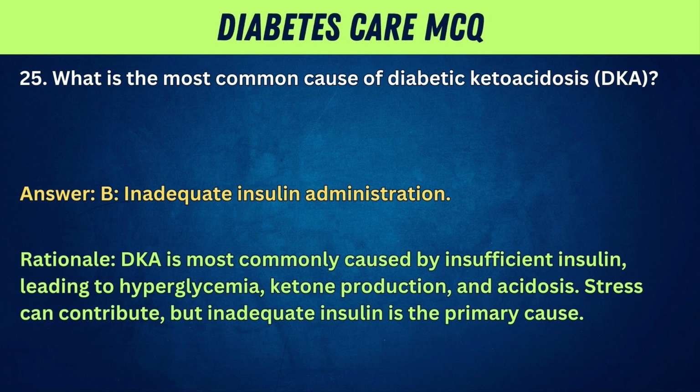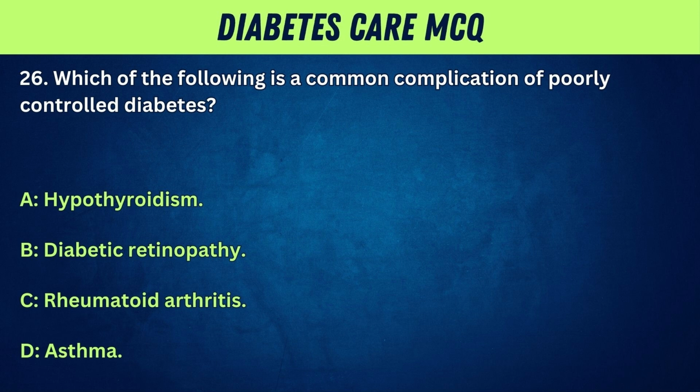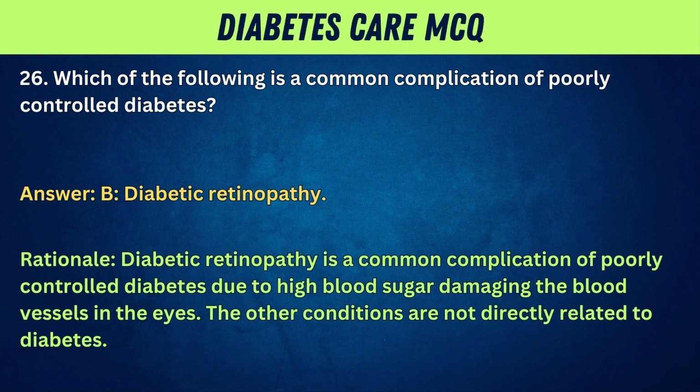Stress can contribute, but inadequate insulin is the primary cause. 26. Which of the following is a common complication of poorly controlled diabetes? A. Hypothyroidism. B. Diabetic retinopathy. C. Rheumatoid arthritis. D. Asthma. Answer: B. Diabetic retinopathy. Rationale: diabetic retinopathy is a common complication of poorly controlled diabetes due to high blood sugar damaging the blood vessels in the eyes. The other conditions are not directly related to diabetes.